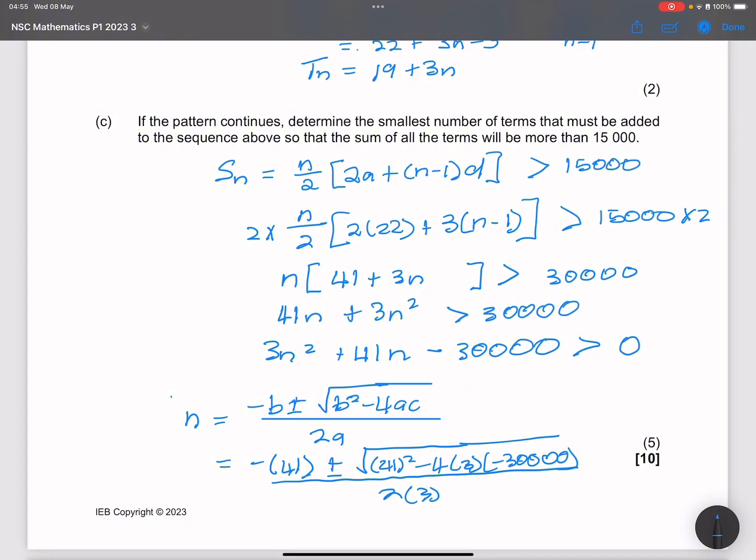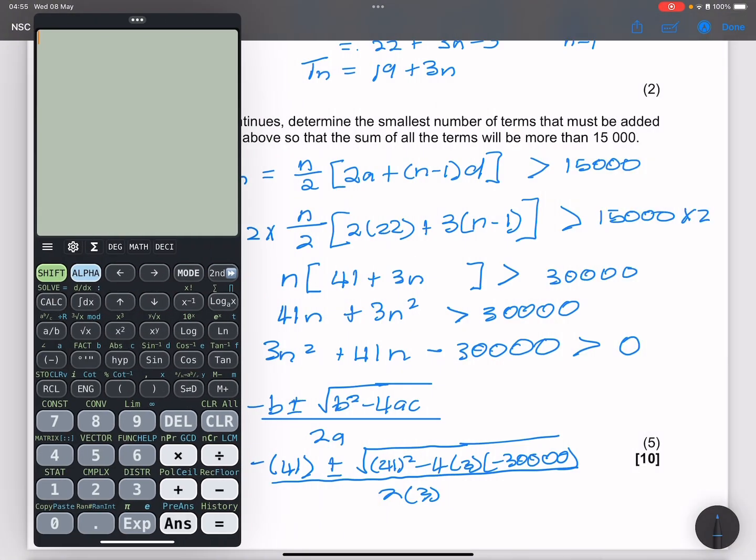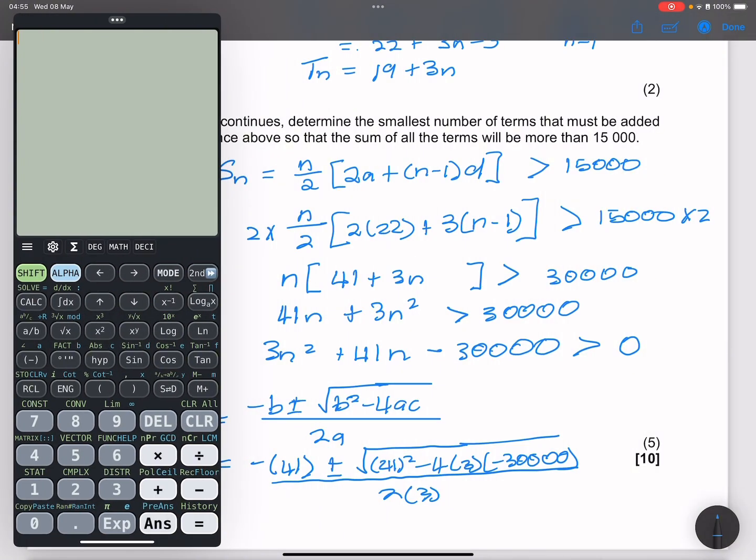All right, so I'm just going to whip out my calculator. And if you don't mind, ladies and gents, I'm not going to take the negative form in this case. If I say minus minus, that will give me a negative number of terms. So I'm just going to take a negative 41.